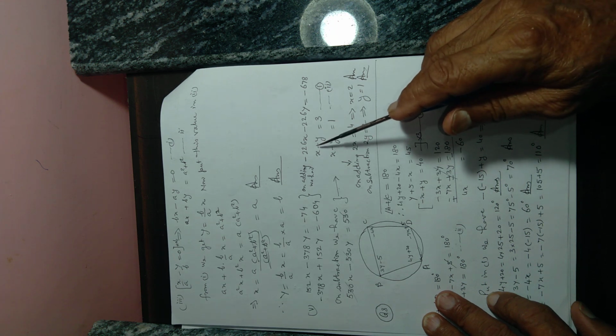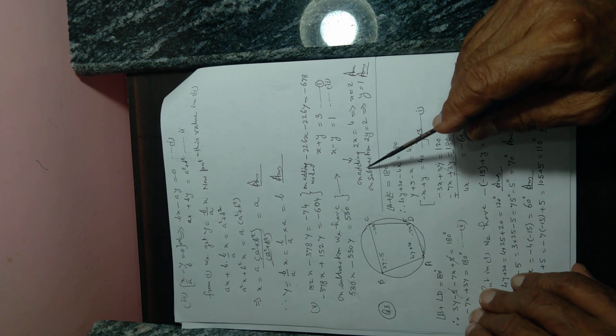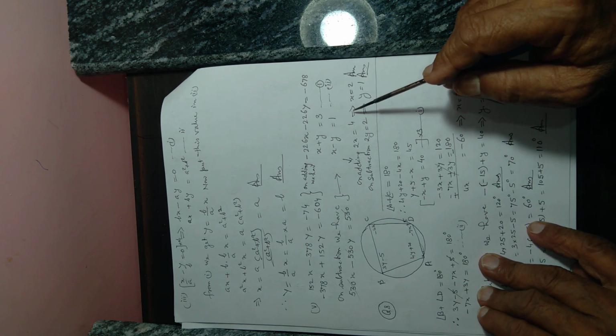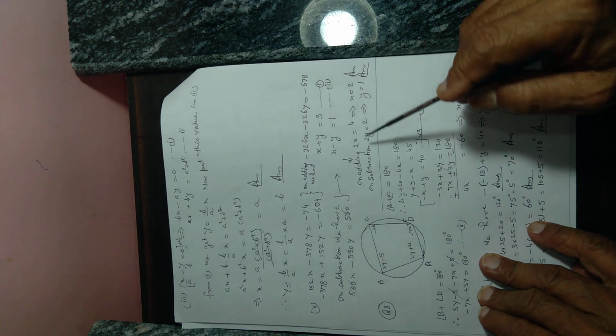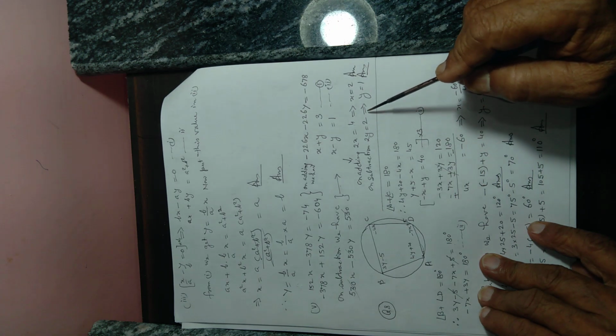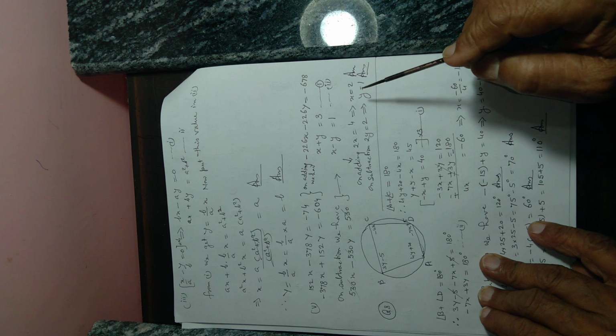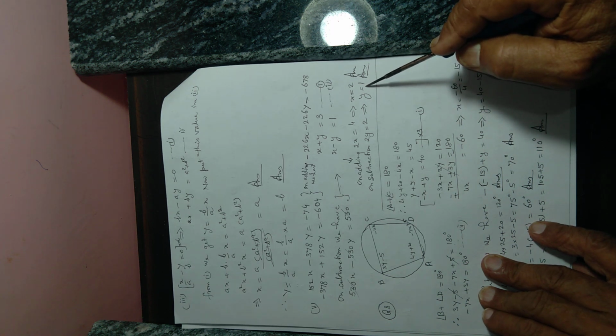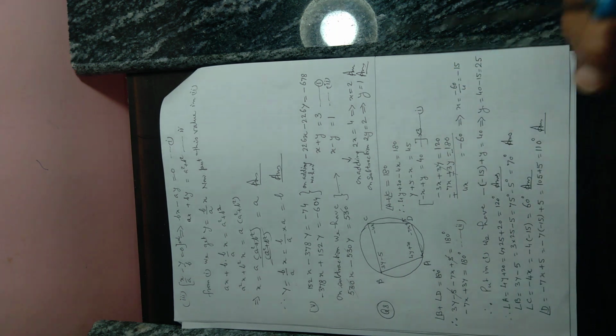Now adding these again, 2x is equal to 4. So x will be equal to 2. On subtraction, 2y equal to 2. Therefore, y will be equal to 1. This will be the answer for the fifth part.